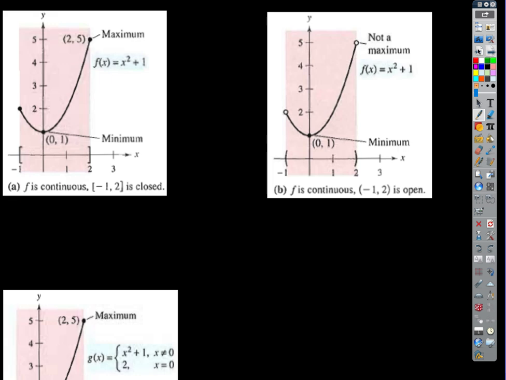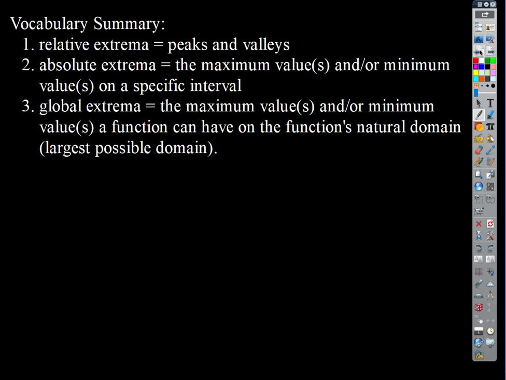Okay, so now let's summarize this stuff. Relative extrema are peaks and valleys. Absolute extrema are, what are those? We never really pinned that definition down. Absolute extrema are the maximum value. Maybe there are some ties, maybe there are multiple values. And the minimum value, possibly there's a tie for that too, on a specific interval.